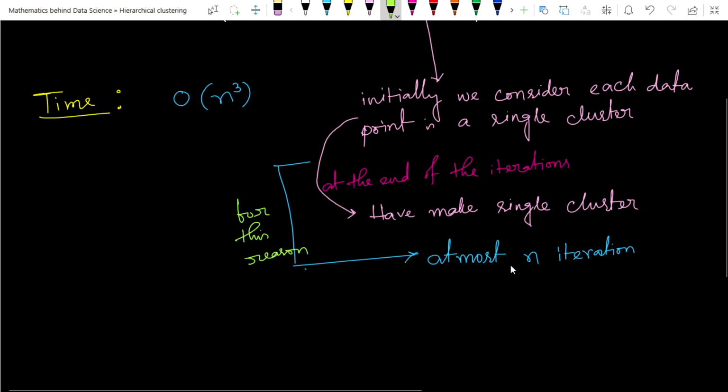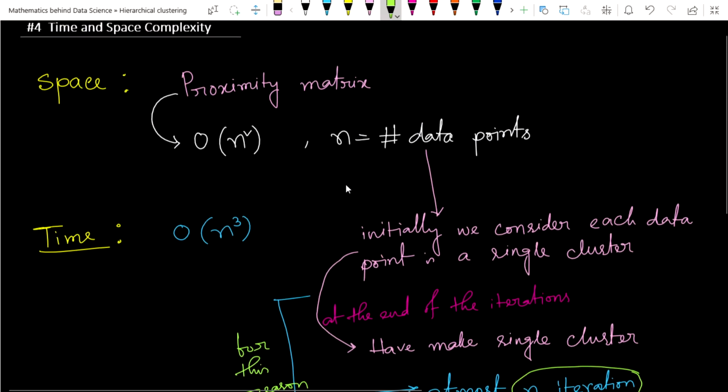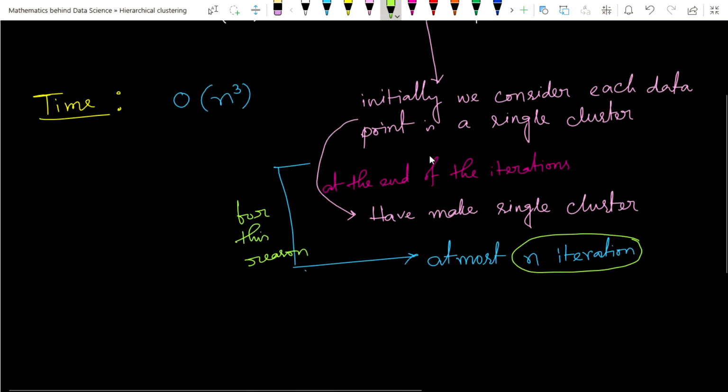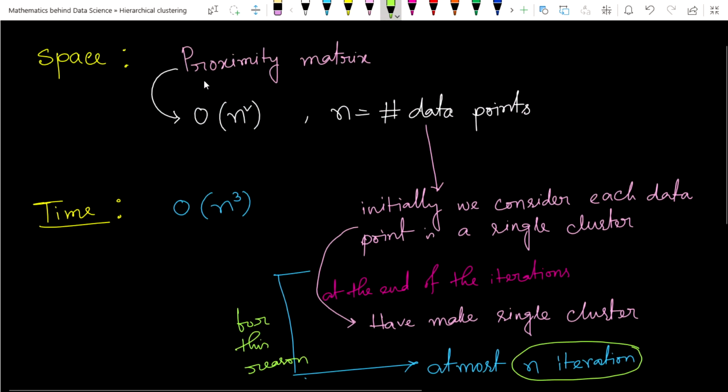Now, we need at most n iterations, and in each iteration, the job that we have to do is update the proximity matrix. Initially we consider each single point as a single cluster. At the end of each iteration we have to update the clusters, by merging or splitting, and for this update we have to update the proximity matrix.